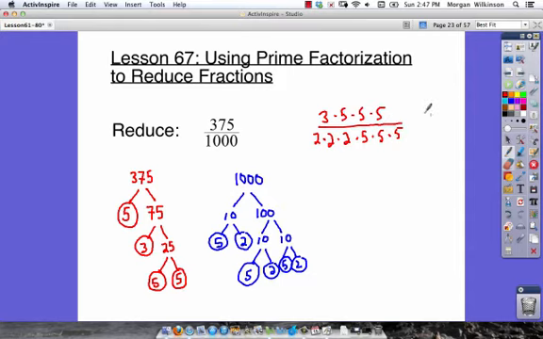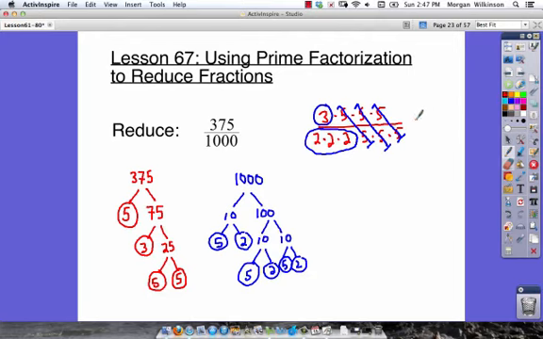Now when we've got it set up like this, we can reduce the fractions that are equal to 1. We want to find out where we have a fraction equal to 1. Well, we have 5 divided by 5. That's a 1. We can always work diagonally. 5 and 5, that's a 1. 5 and 5, that's a 1. So we're left with 3 as our numerator, and 2 times 2 times 2 as our denominator.